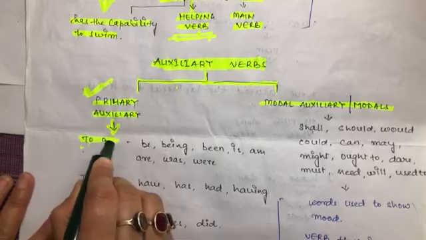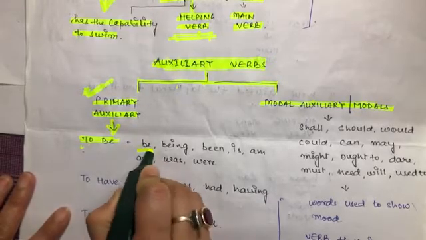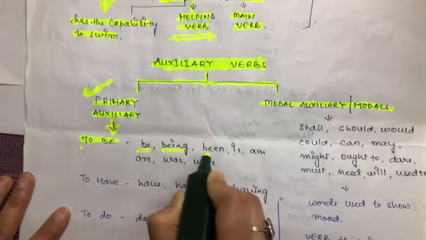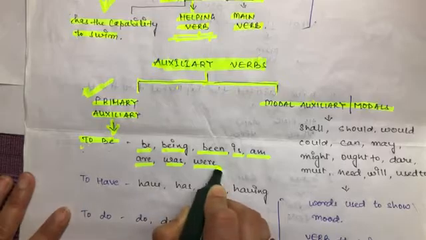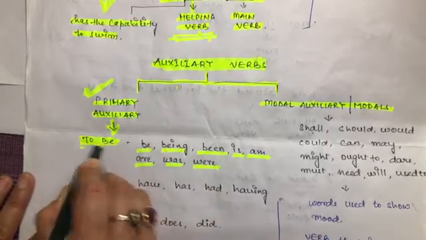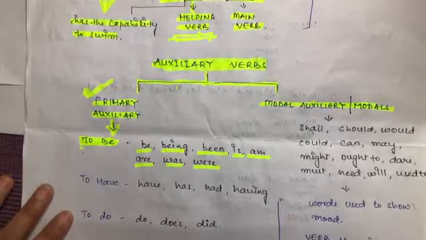First is the to be form. Okay, so what all comes in the to be form? Be, being, is, am, are, was, and were. They come in the to be form. To be form, we find be, being, been, is, am, are, was, and were.